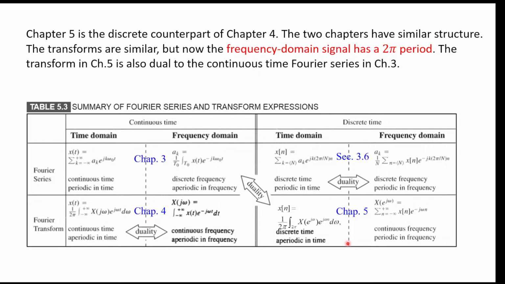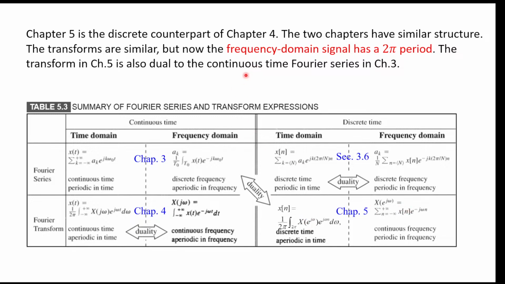In this chapter we'll talk about the discrete-time Fourier transform, where we have a discrete signal that's aperiodic in the time domain, and we'll transform it to a frequency domain signal called S of e to the j omega. That's a bit of skimming ahead of what we are going to get today.